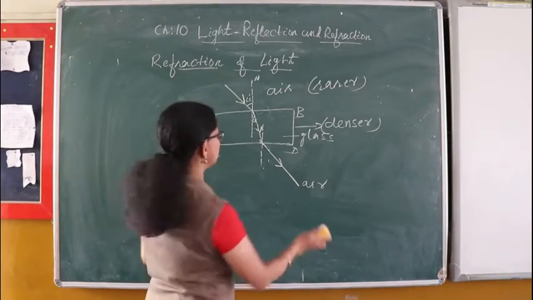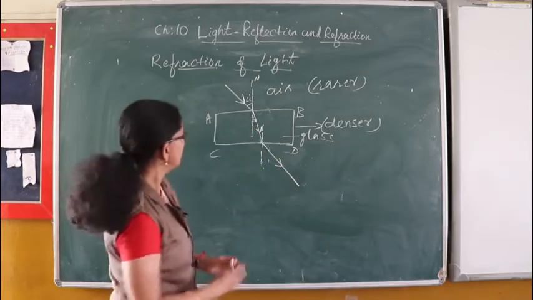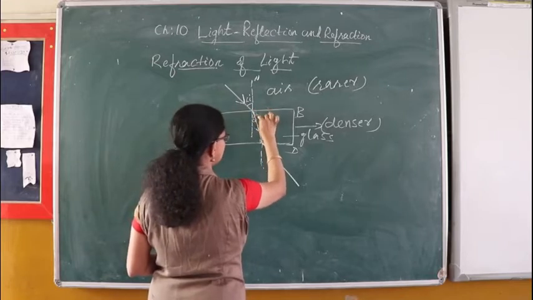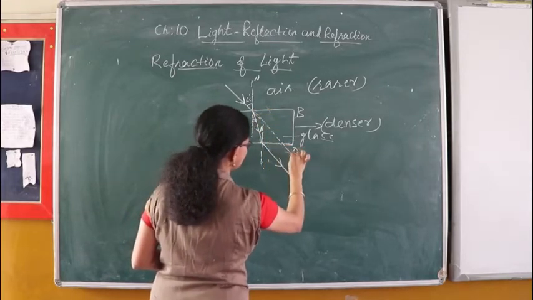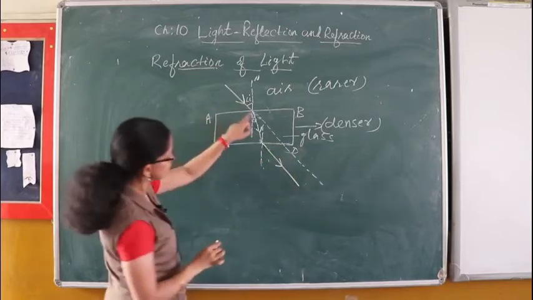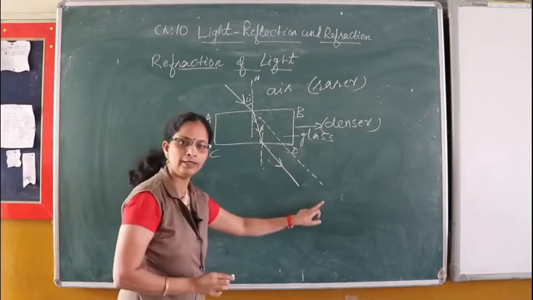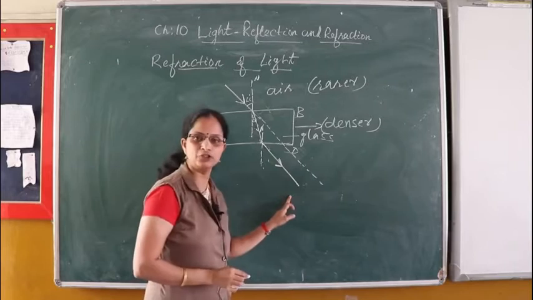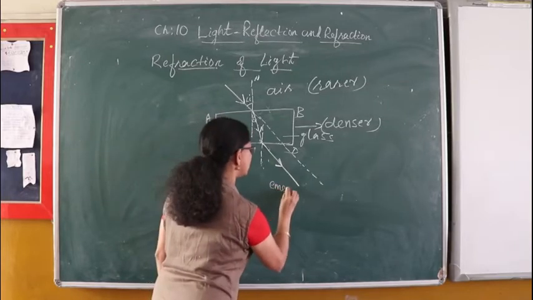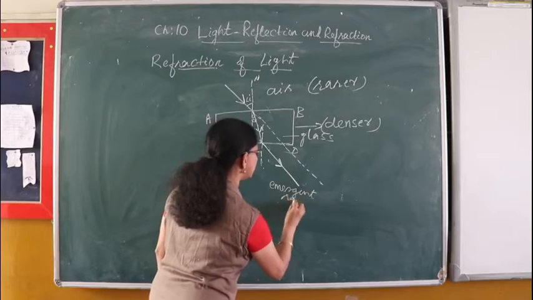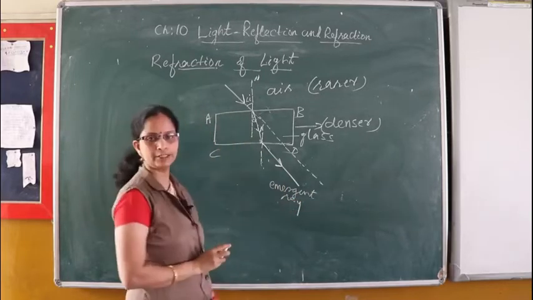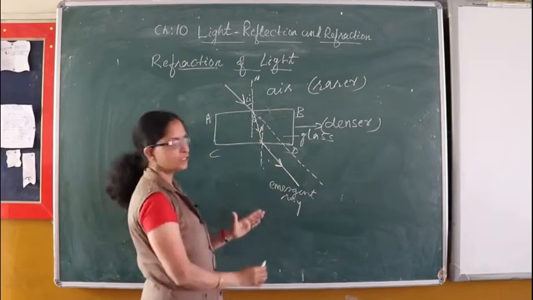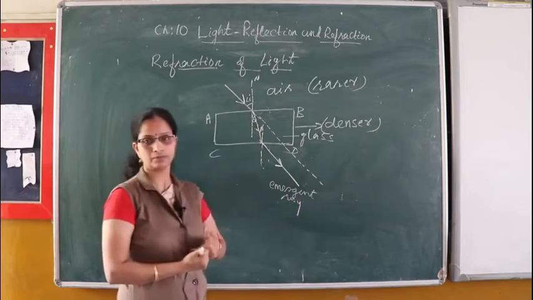Here one thing we can see: if we extend the incident ray forward, it is supposed to travel like this. This is the extended pathway of the incident ray, and this is the pathway we get for the emergent ray. Emergent ray, refracted ray and incident ray. Here what we see is that the incident ray and the emergent ray become parallel to each other.